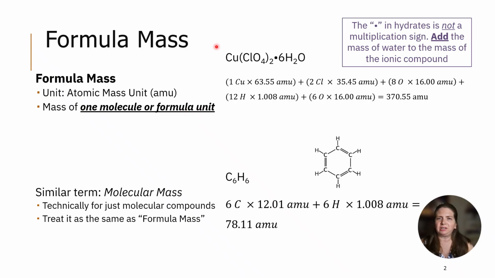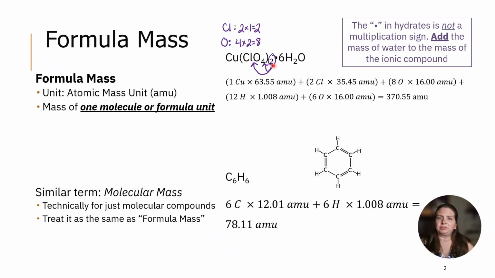First, consider the hydrate with the chemical formula Cu(ClO4)2·6H2O. We need to interpret the chemical formula to determine how many of each element is present. Since there is no subscript after the copper, we have one copper atom. The ClO4 is inside parentheses with a subscript 2 outside the parentheses. This subscript applies to every element inside the parentheses, giving us 2 chlorine atoms and 8 oxygen atoms.